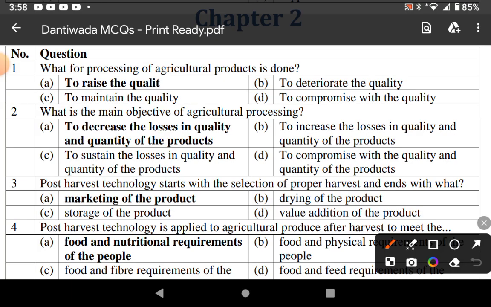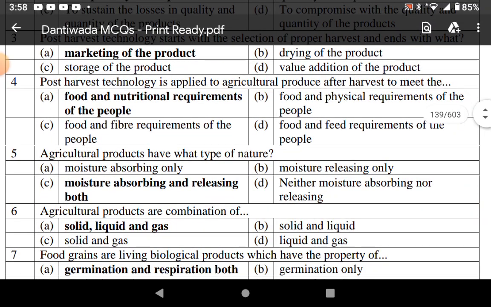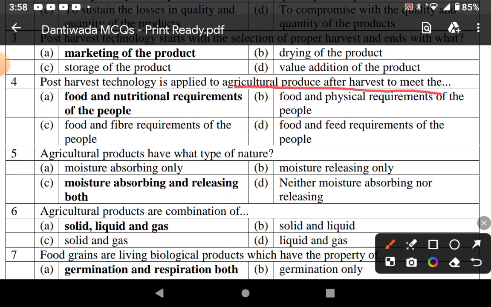What is processing of agriculture product done for? To raise quality. What is the main objective of agriculture processing? To decrease the loss in the quality and quantity of product. Post-harvest technology starts with selection of proper harvest and ends with marketing of the product. Post-harvest technology is applied to agriculture produce after harvest to meet the food and nutrient requirement of people.